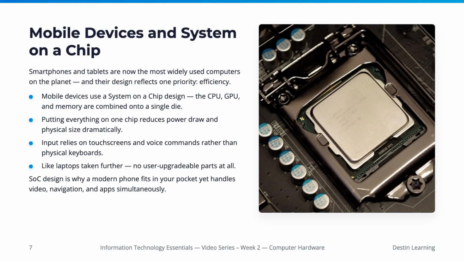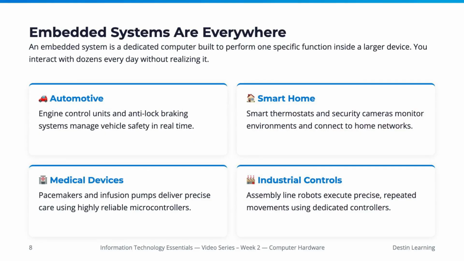Embedded systems represent another critical computing category. An embedded system is a dedicated computer built to perform a specific, focused function within a larger machine. These microcontrollers operate all around us, managing vehicle engine timing and anti-lock brakes in automotive systems, controlling smart thermostats and IP cameras in automated facilities, regulating pacemakers and infusion pumps in medical environments, and driving precision robotics in industrial manufacturing.